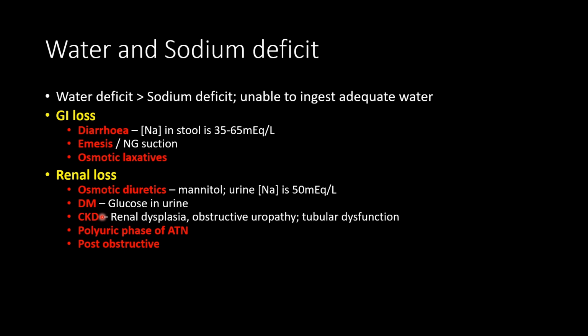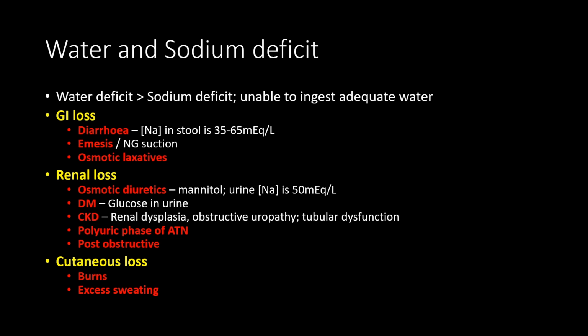And the last is cutaneous loss. You can think in which conditions cutaneous loss will be there. Burns, there is excessive cutaneous loss. Excessive sweating, classically in cystic fibrosis, there will be excess water loss and excess sodium loss. But when the water loss is more than the sodium loss, there will be hypernatremia.